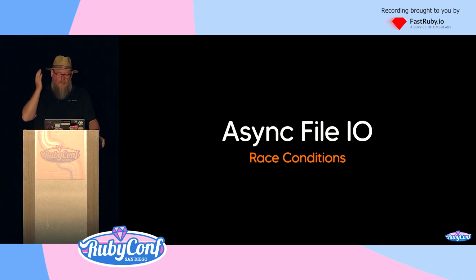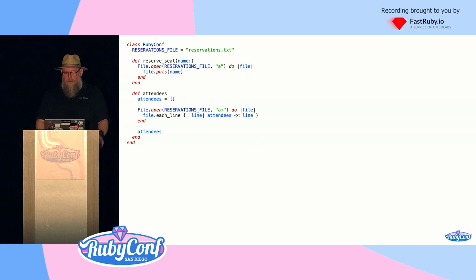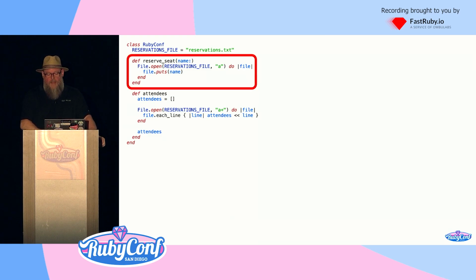So let's take a look at how to fix one of these things. Now, these are the last two flaky specs that are actually keeping you here, so let's take a look. All right, so this is a feature of the app that manages a list of reservations. Now, there are two methods, one to reserve a seat, the other to get a list of attendees. And you can see that reserving the seat just writes to a file, and getting the attendees back is just reading from that file. So let's take a look at the specs.